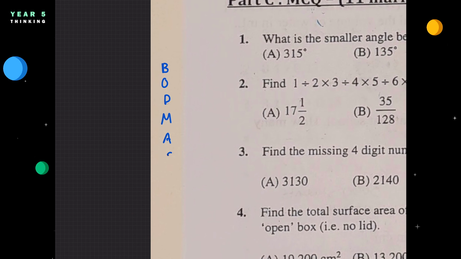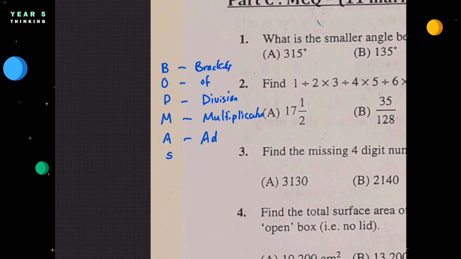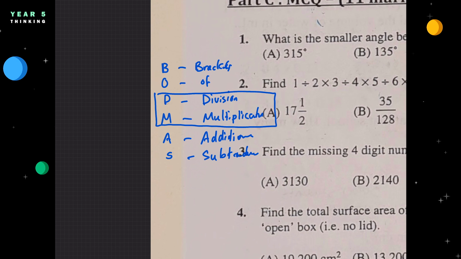BODMAS. Okay, so brackets, orders, division, multiplication, addition, and subtraction. Alright, now division and multiplication, even though division is written first, they're actually the same level of importance, and addition and subtraction are also the same level of importance.